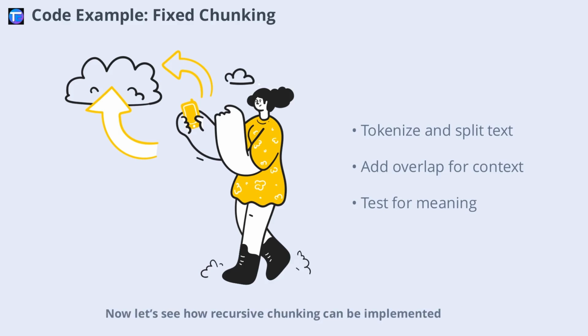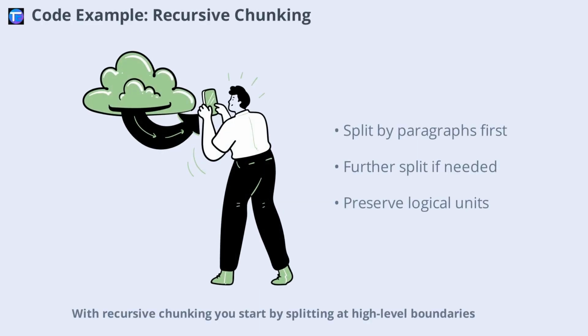Now, let's see how recursive chunking can be implemented. With recursive chunking, you start by splitting at high-level boundaries, like paragraphs. If a chunk is still too large, you split it further, perhaps by sentences. Libraries like LangChain offer built-in support for this, letting you define chunk sizes, overlaps, and splitting order. This method helps preserve logical units and avoids breaking context, making it ideal for semi-structured documents. Always review your chunks to ensure they're not too large or too fragmented.